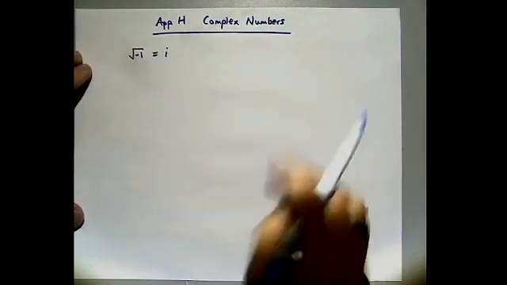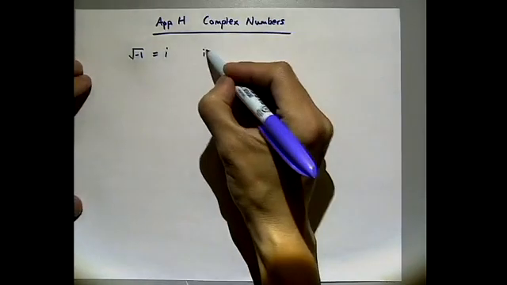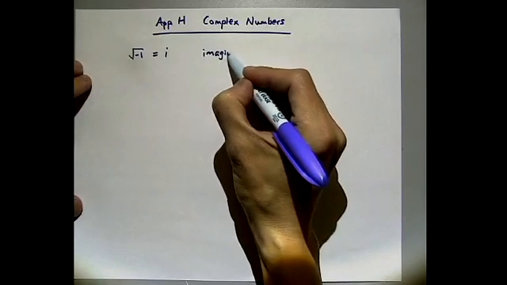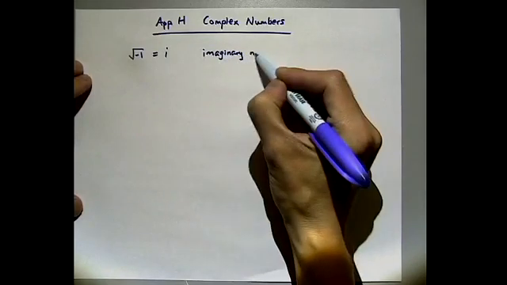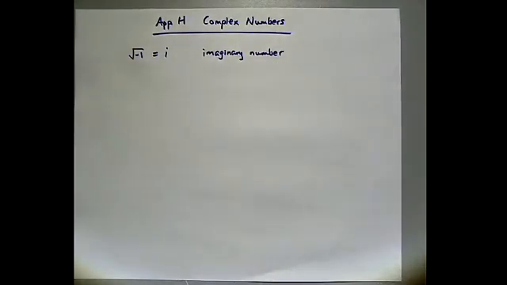Okay? So we define the number square root of -1. We'll call that i. This is what's called the imaginary number. It's a number that we can't deal with, but we give it a name, and we pretend we can deal with it. And then we look at the consequences of what happens when we include this as part of the numbers that we ordinarily work with.